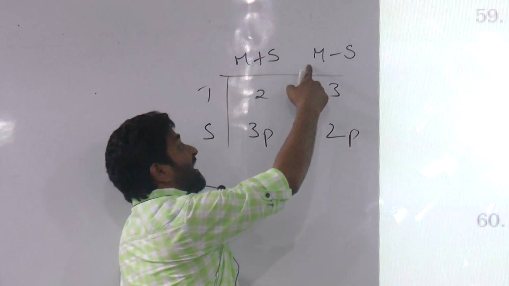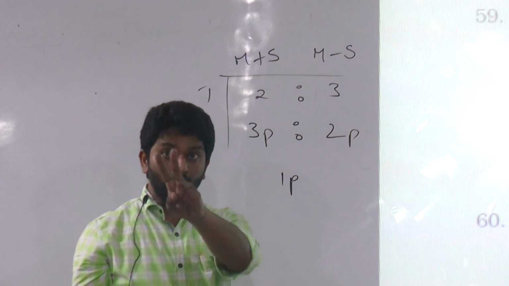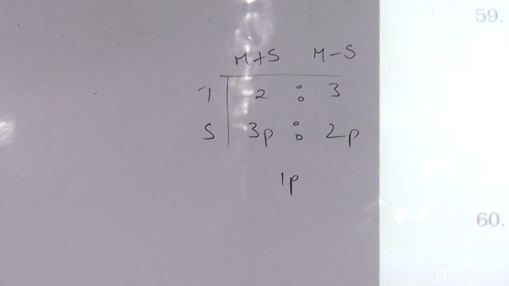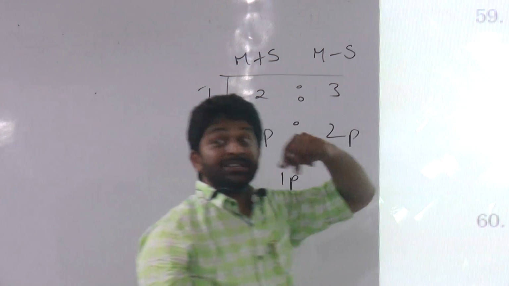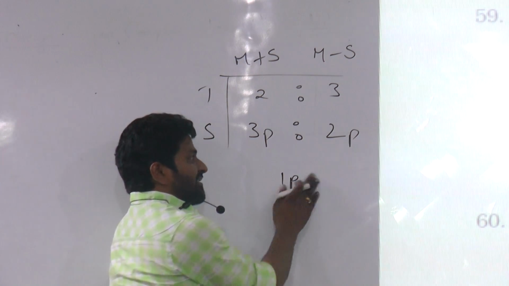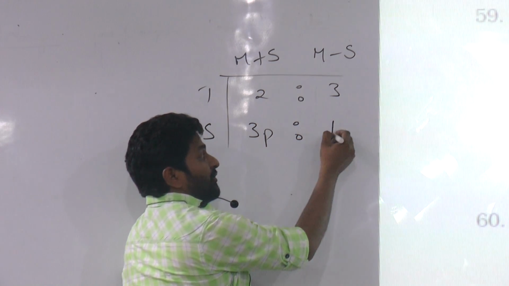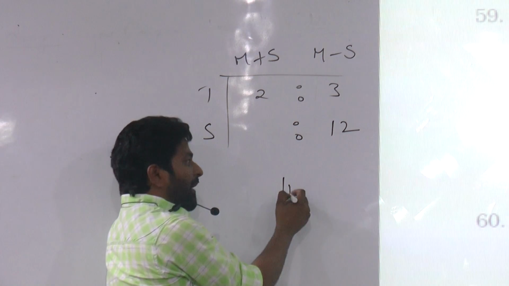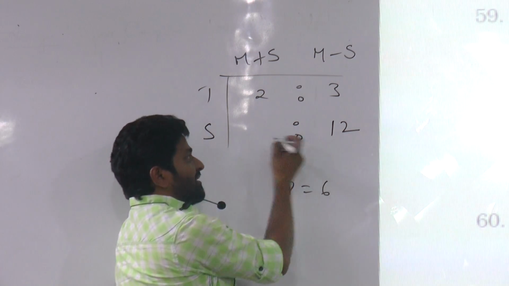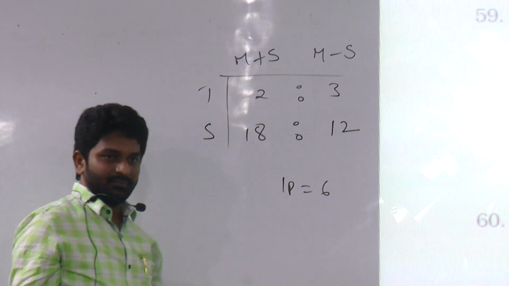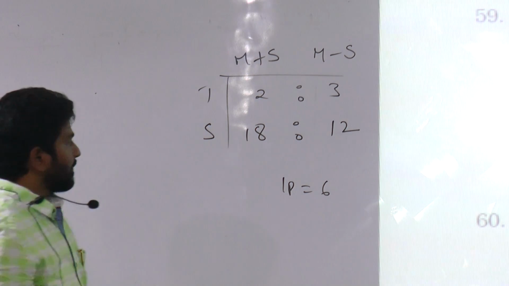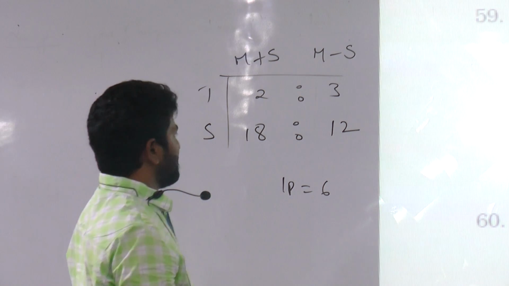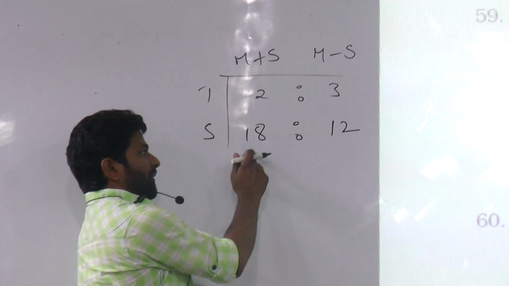M plus s and m minus s. What is the difference? 2s. Stream speed is given as 3 km/h. 2s becomes 6. So if one part is 6, this becomes 12 and this becomes 18, right? What is your question? Find the speed of the boat in still water. This is m.